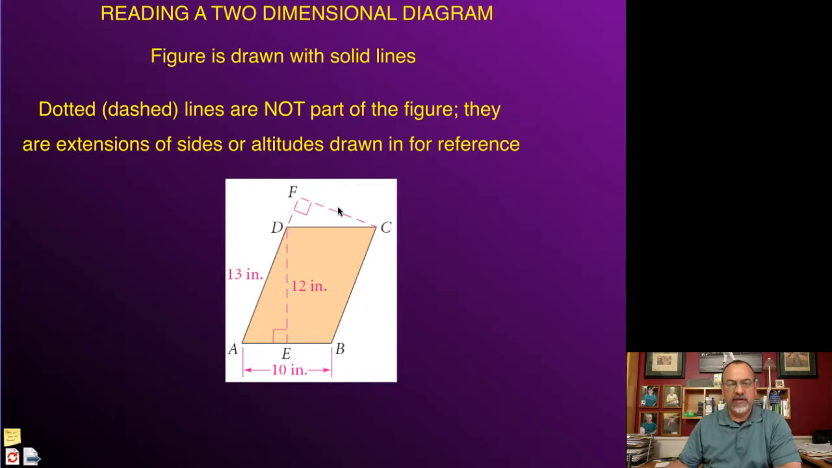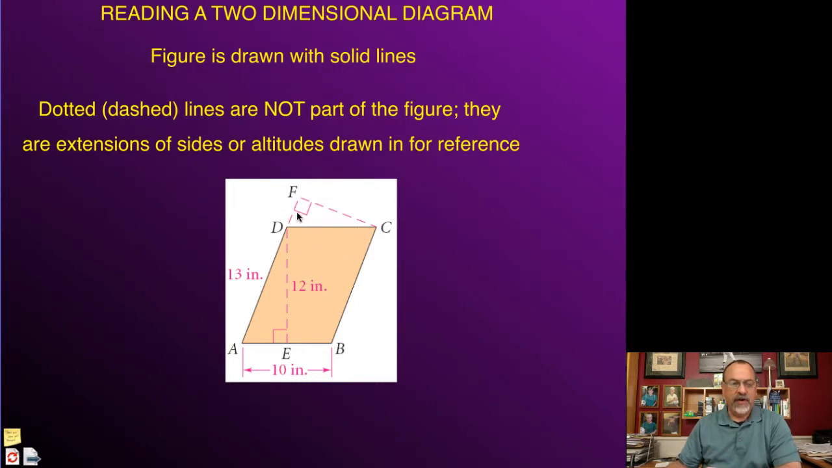You'll notice that on the outside we have these dashed lines. If you take the two dashed lines together and look out here, many students want to look at this triangle as part of what they're trying to figure out. This triangle is simply created because I'm extending the side of the parallelogram so that I can draw a height that's perpendicular to this base. So dashed lines are not part of what you're trying to figure out.